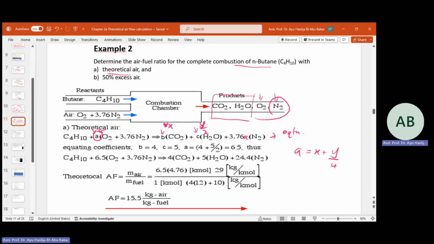Balance equation, yes. Okay, this one is 3.76 multiplied by the A. Okay, from there you get B equals 4, C equals 5. A, this one is 6.5. Complete combustion. Because the nitrogen is inert. It does not burn. It does not contribute to the combustion actually. It is inert.